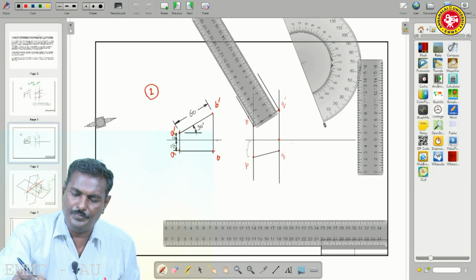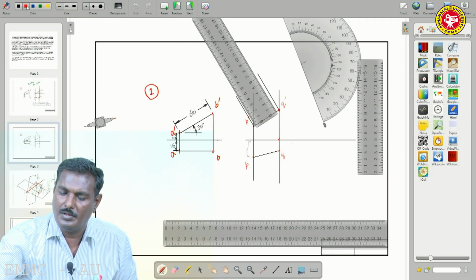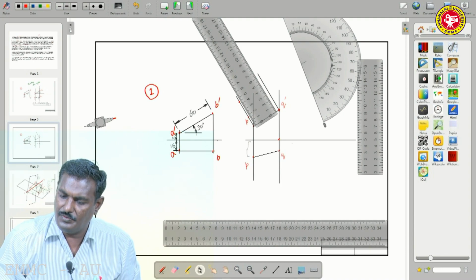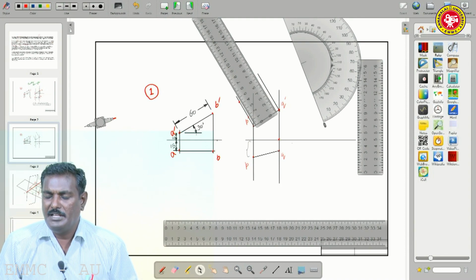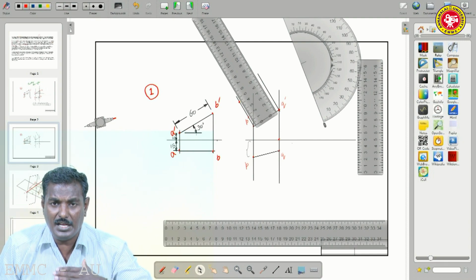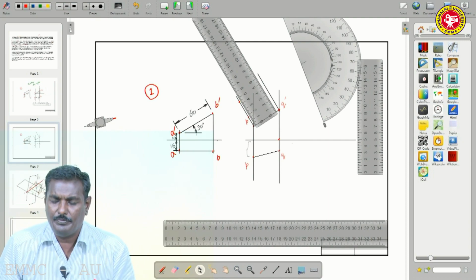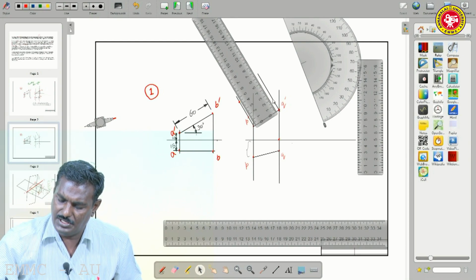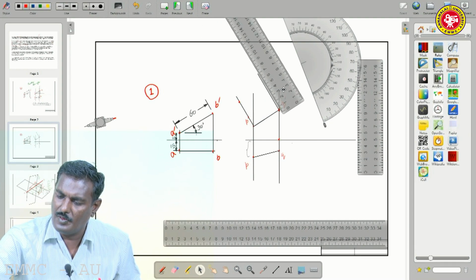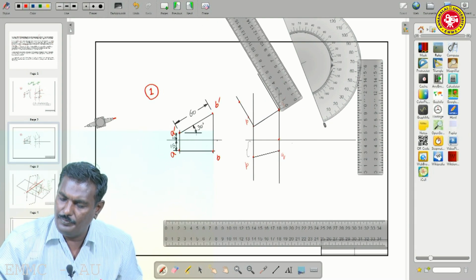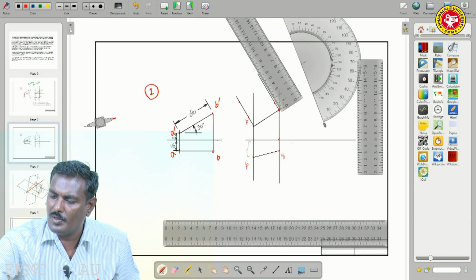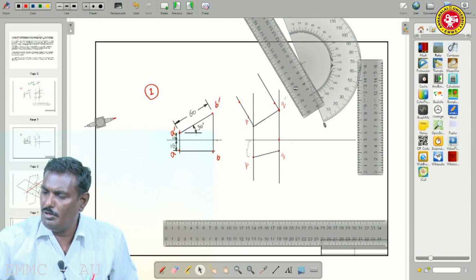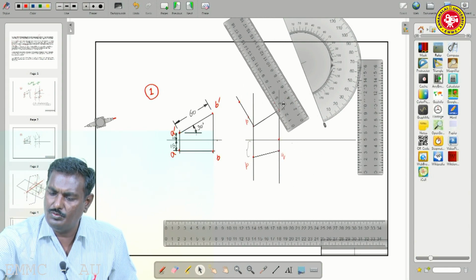Measure 45 mm and place it. So, what about the distance between the reference line and small q? 15 mm. So, that we have to mark over the perpendicular line of q dash, 15 mm. So, this is the trapezium method. Now join these two lines.